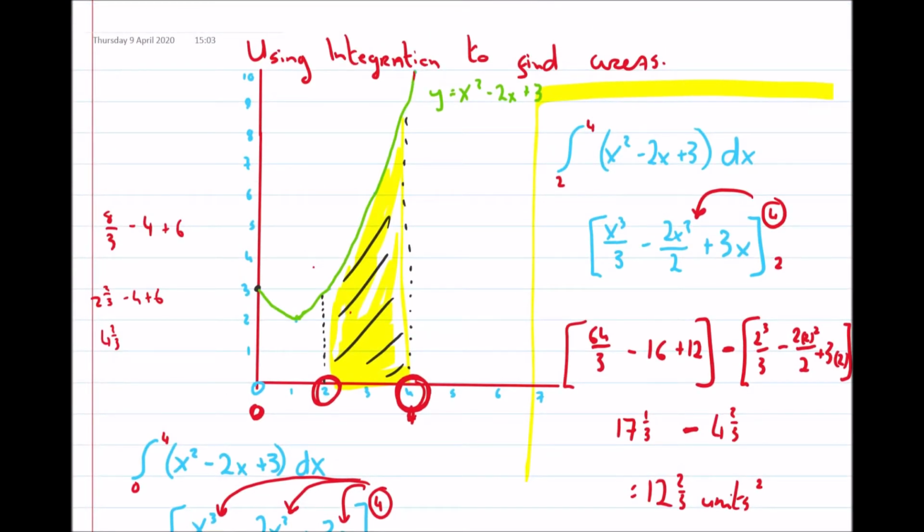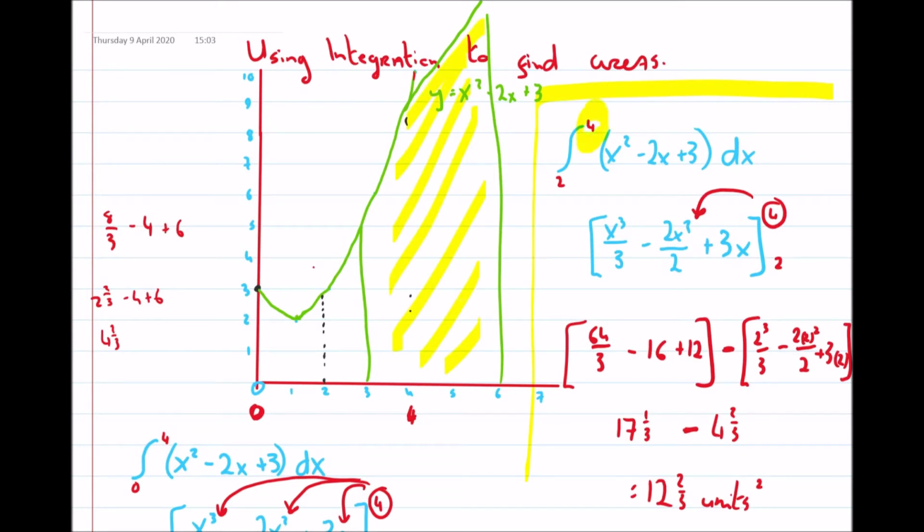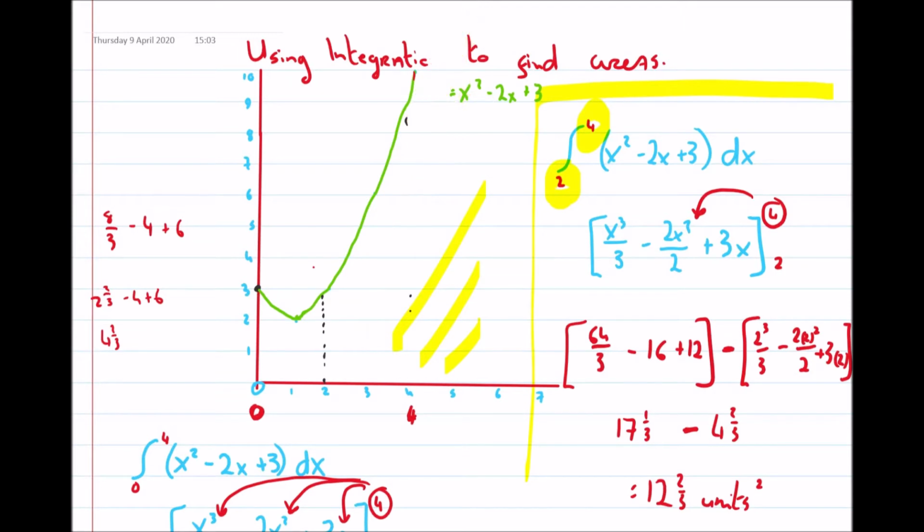Likewise, if this curve continued and I wanted to get the area between x is 3, so here, and x is 6, so here, all this area, I'll do the exact same again, except this would be 6 and this would be 3. So that's how to get the area between a curve and the x-axis. Now we haven't looked at the y-axis yet, but we will now.